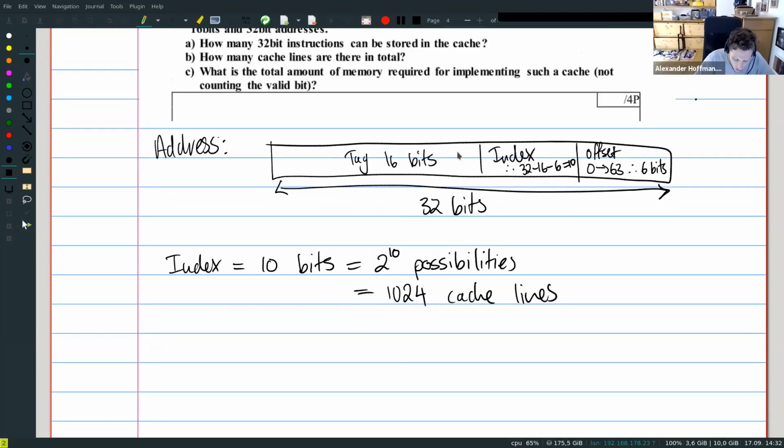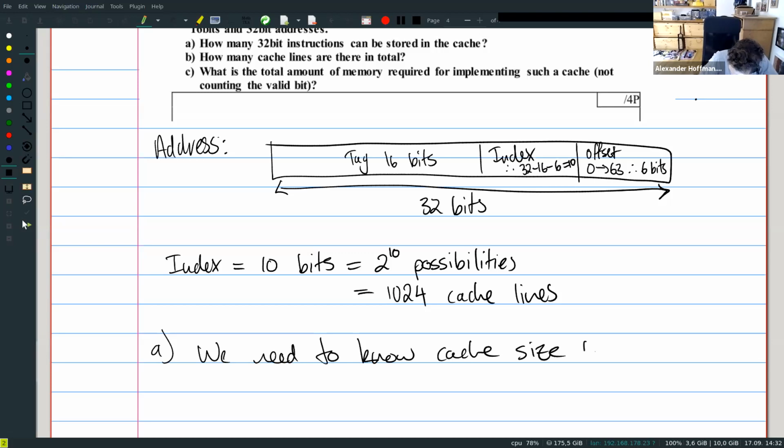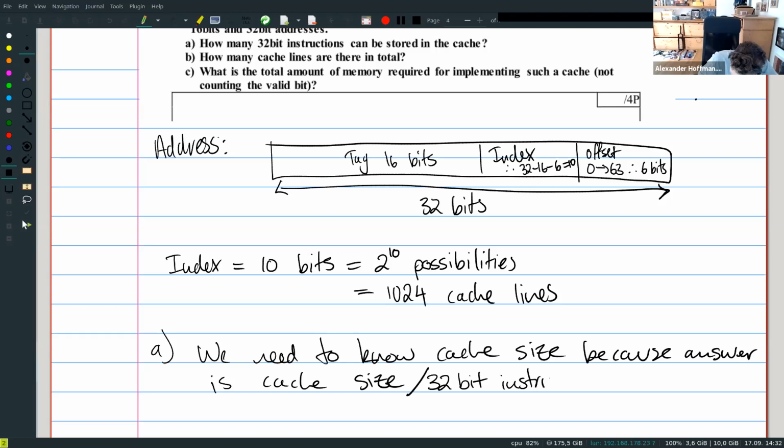So we just need to know how big my cache is, because if we have this many bytes, we just divide it by 4, because 32 bits is 4 bytes. So for question A, we need to know the cache size, because the answer is cache size divided by 32-bit instructions. This is 4 bytes.